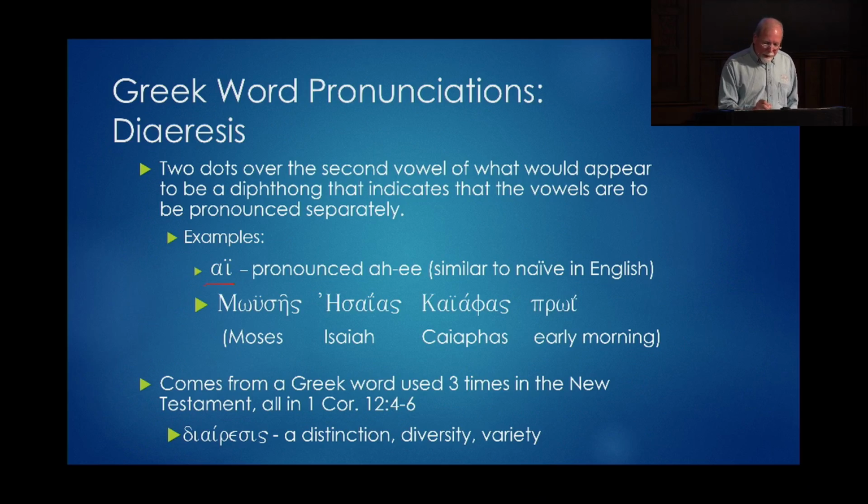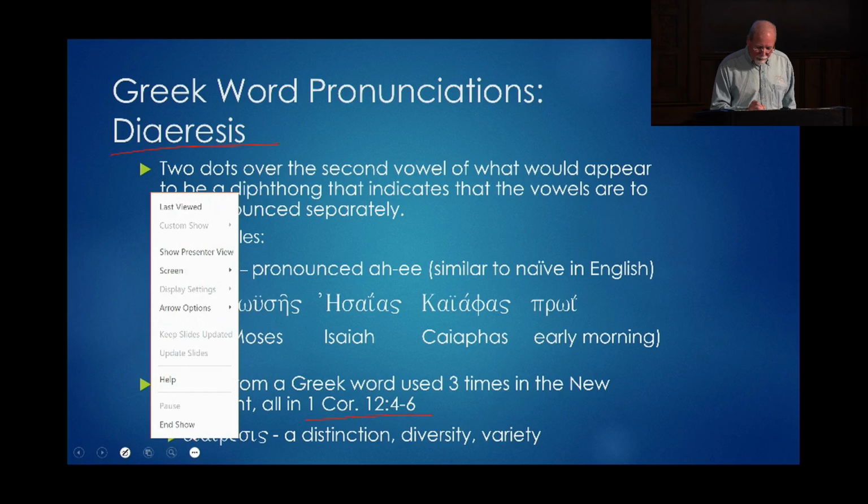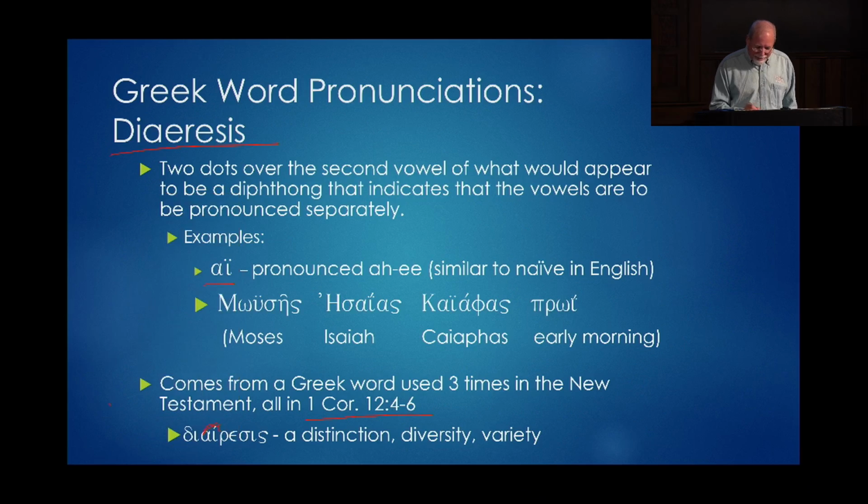This word, diaeresis, it actually is a biblical word. It comes from the New Testament. It's only used 3 times, though, and all 3 instances are in 1 Corinthians chapter 12, verses 4 through 6, and have to do with the fact that we have one Spirit, but a diversity of gifts. And that word for diversity, that's diaeresis. Right there. That right there. The diaeresis, so we have a diphthong right there. Diaeresis means a distinction, diversity, variety.